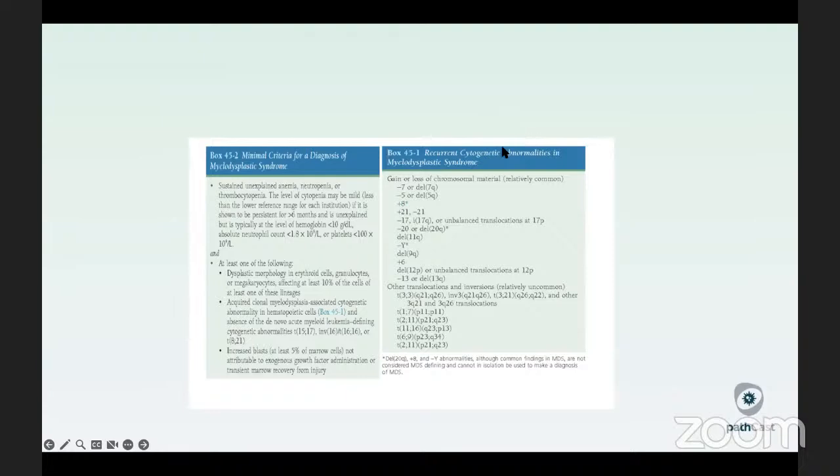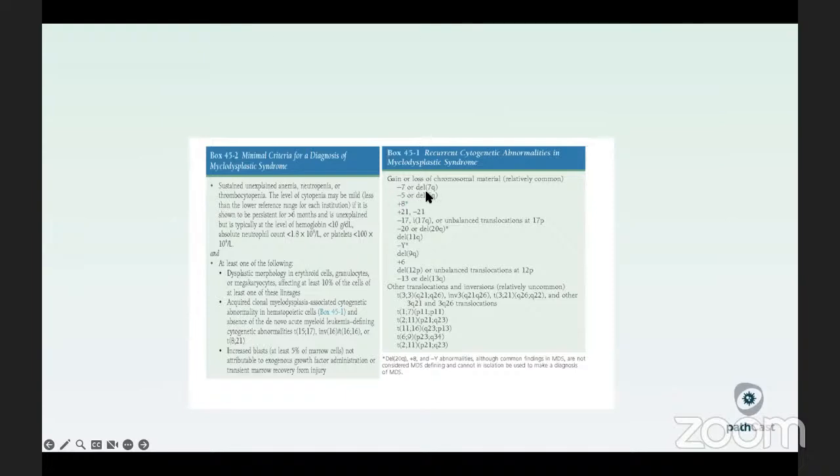What are the recurrent cytogenetic abnormalities that we commonly see in myelodysplastic syndrome? Gain or loss of certain chromosomes. This is a very common thing. -7 or monosomy 7 or deletion 7q, monosomy 5 or deletion 5q, trisomy 8, trisomy 21 or deletion 21, isochromosome 17 or deletion 17, deletion 20, deletion 11q, deletion Y. These are the common things, but the most common of which are monosomy 7 and monosomy 5.